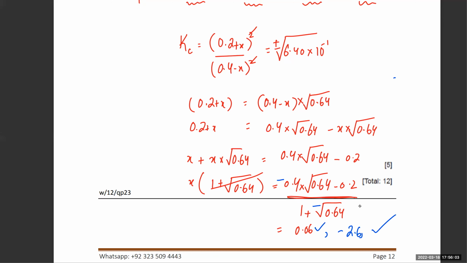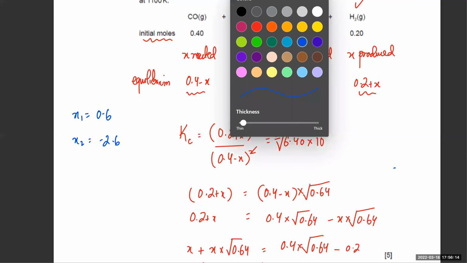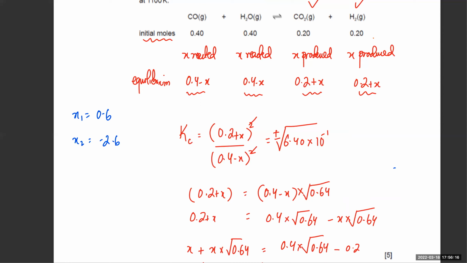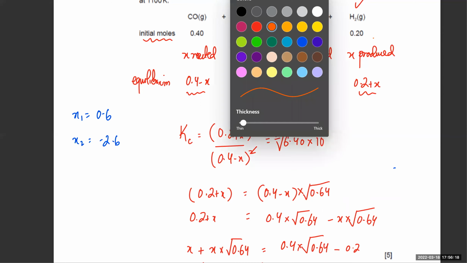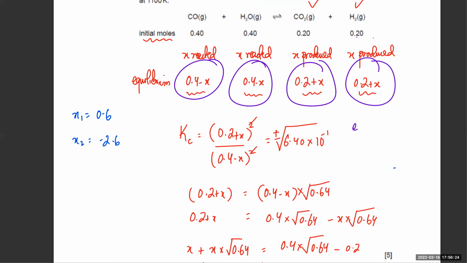So you've got two values of x. One of the values is 0.6. The other value is minus 2.6. One of the values is going to be the incorrect value, because remember, your equilibrium moles can never be negative. Equilibrium moles can never come out to be negative. Moles cannot be negative because you either have 0 moles.